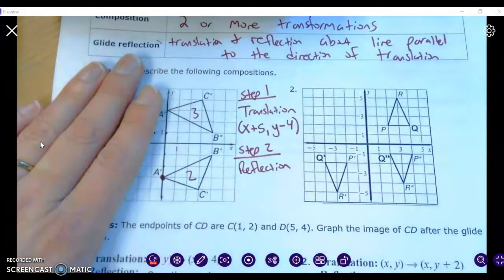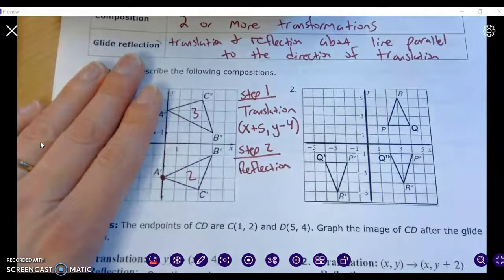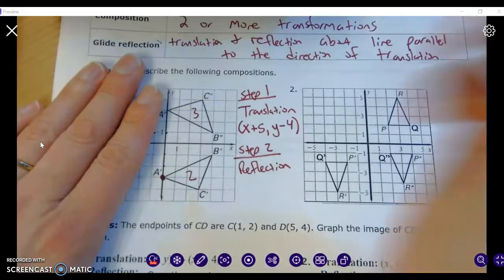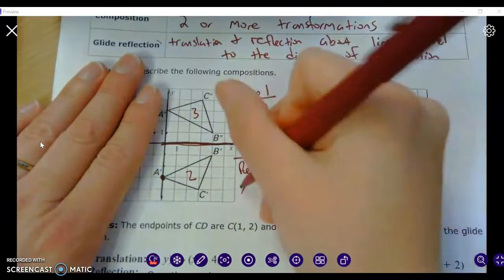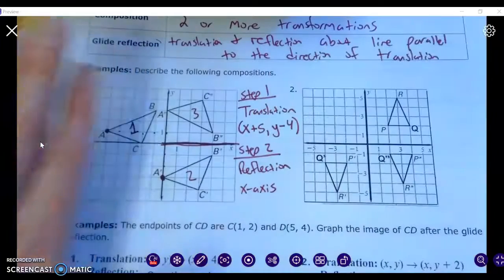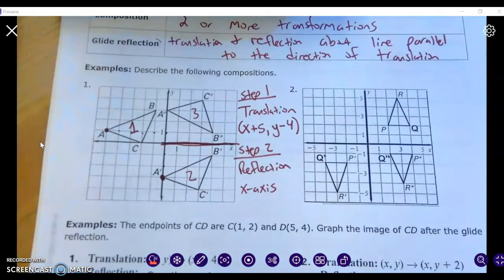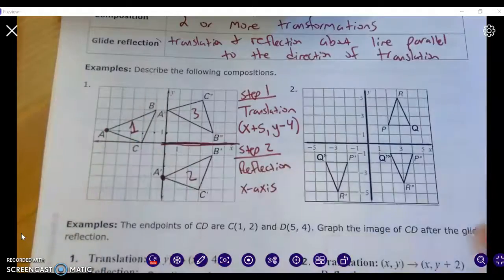And we want to be a little bit more specific than that. So what line was that shape reflected over? So right here, which is called what? Okay, questions? What questions do you guys have? Is that all we have to do? Yeah. Yep, you're just describing it.